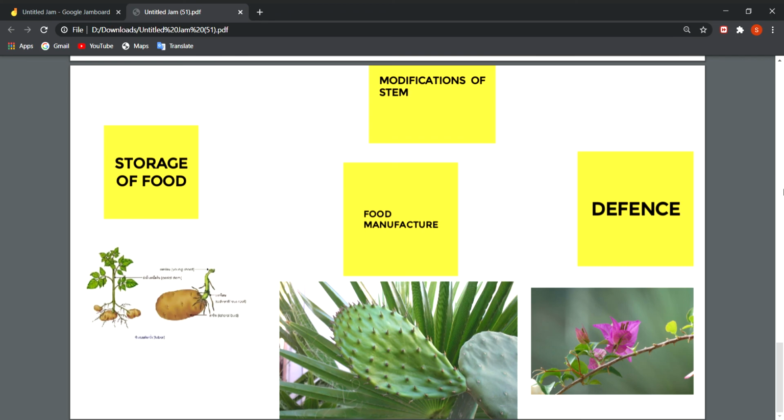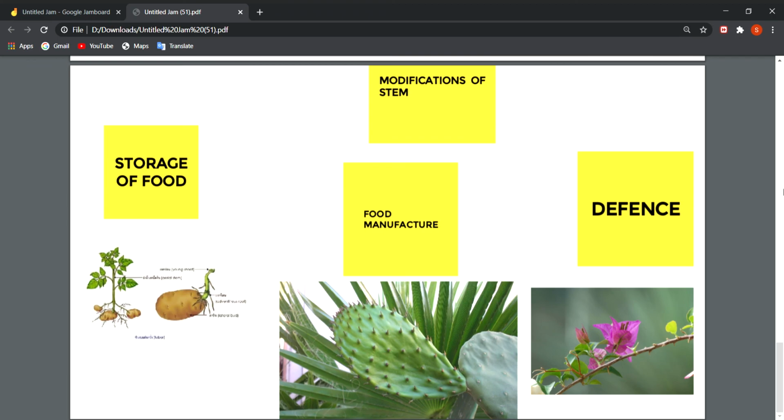The next modification of the stem is defense. In some plants like bougainvillea and citrus, the buds in the stems are modified into hard, pointed and sharp structures called spines or thorns. These structures prevent animals from eating the plant.